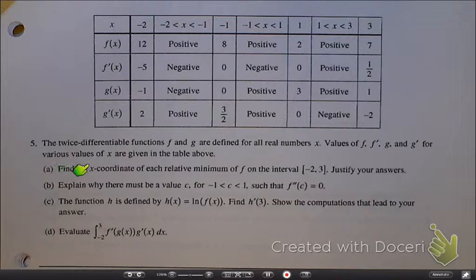First question, find the x coordinate of each relative minimum of f on the interval from -2 to 3. Justify your answers. All right.